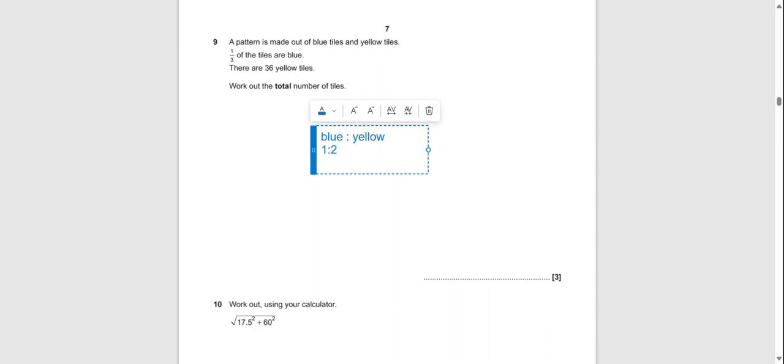So from blue to yellow, it's 1 to 2. And we don't know what blue is, but we do know that yellow is 36. Now yellow is 36 and there are 2 shares of yellow. So if 2 shares are 36, 1 share is half of that, which is 18. 18 to 36 is 1 to 2 in that ratio.